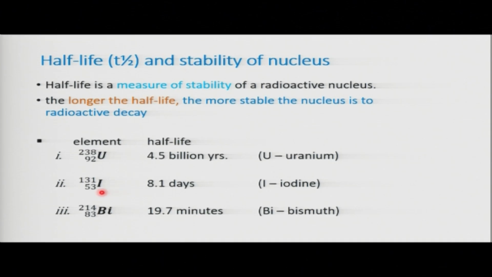Look at iodine. It simply requires 8 days to disintegrate to half the original value. And bismuth, just a few minutes, it will have disintegrated to half the original. So from this, you can notice that the more time an atom takes to disintegrate, the more stable it is, or the more stable its nucleus is.